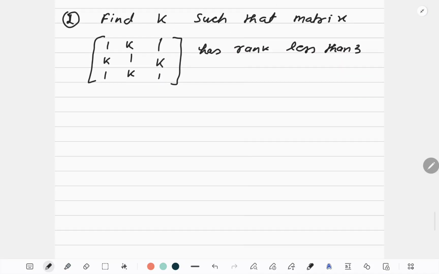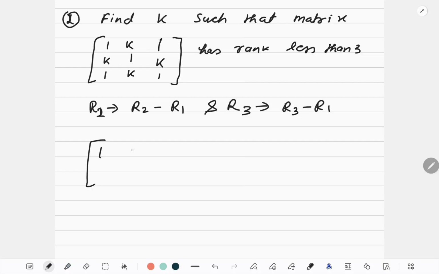Again the same type of question. Find k such that the matrix has rank less than 3. Less than 3 means it can be 2 also, it can be 1 also. So first thing, convert it to echelon form. So what is the first operation I can apply? In R2 you apply R2 minus R1, and in R3 you apply R3 minus R1. So what will you get? 1, k, 1. R2 minus R1 is what? k minus 1, 1 minus k, k minus 1.